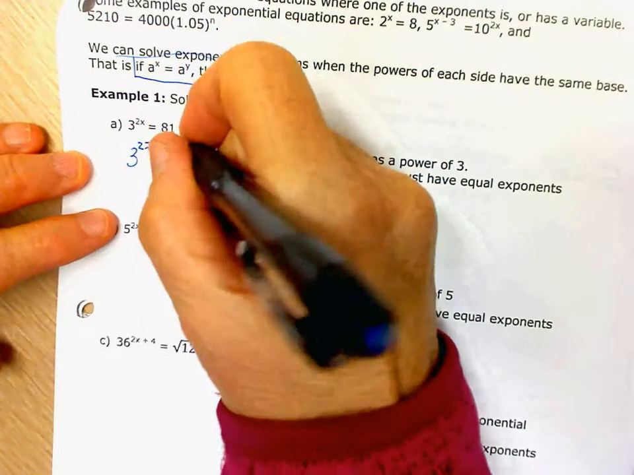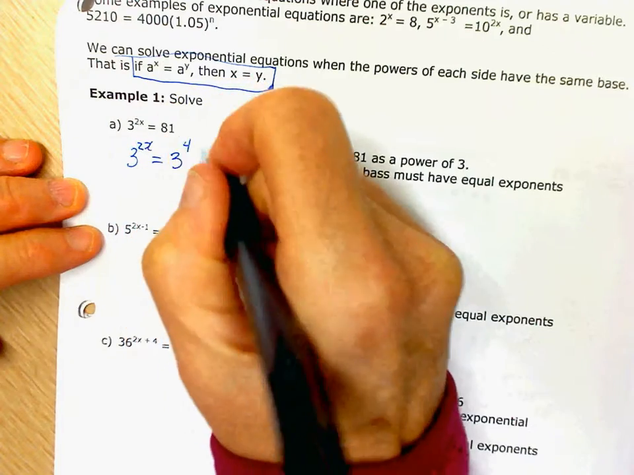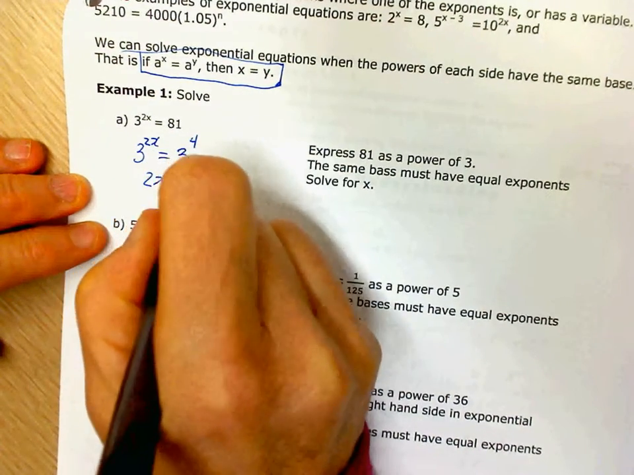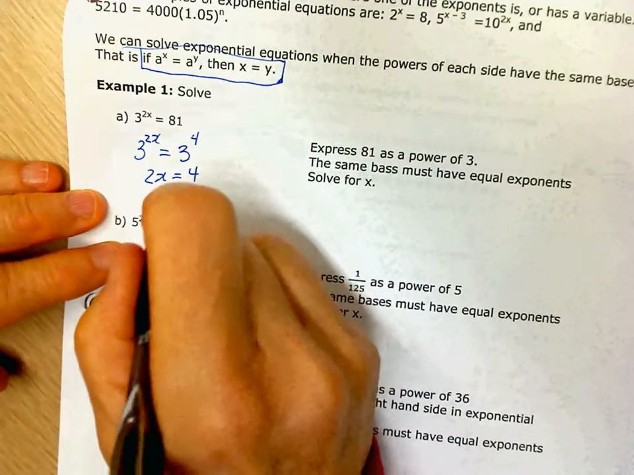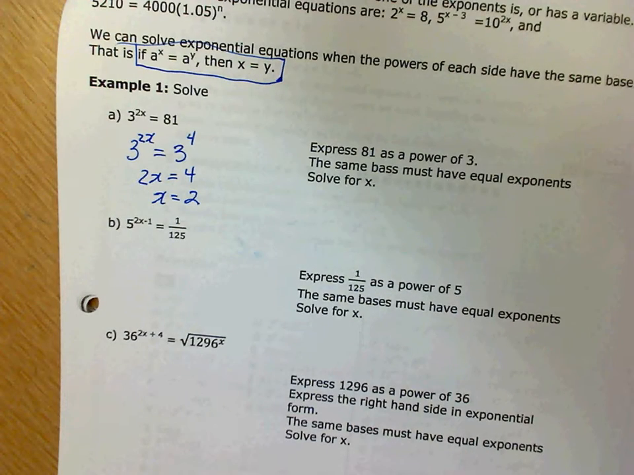3 to the 4, okay? So if I know this equals this, then right away I know 2x equals 4. And that means x equals 2. Cool, eh?